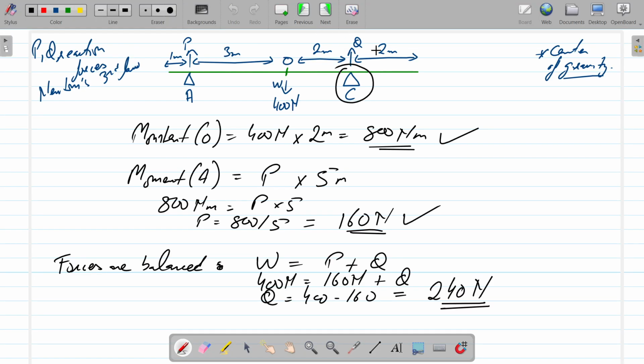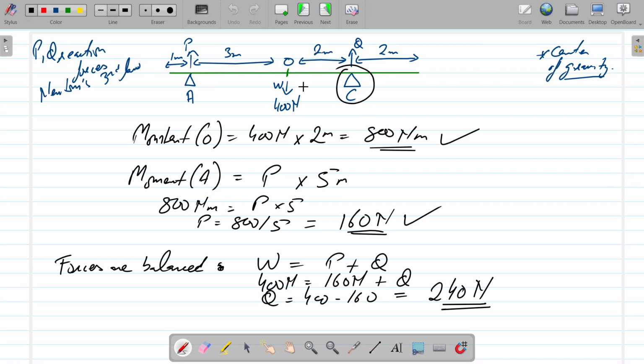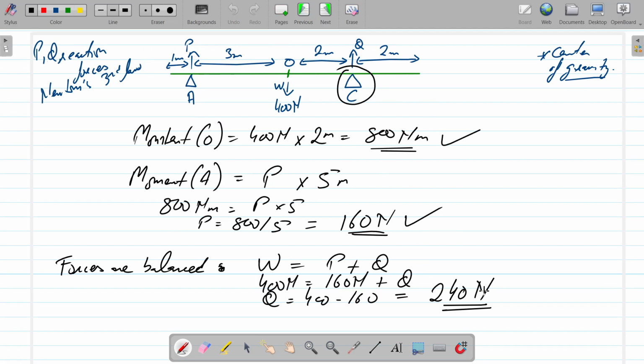equals to, what's the force? Q. So Q into 5 equals 1200 because it's balanced. So the anticlockwise moment is going to be equal to the clockwise moment. So we know that the moment of force at point C is going to be 1200. So what do we get for Q? Q equals 1200 divided by 5, and so what do we get? 240 newtons. Isn't that exactly what we got over here?